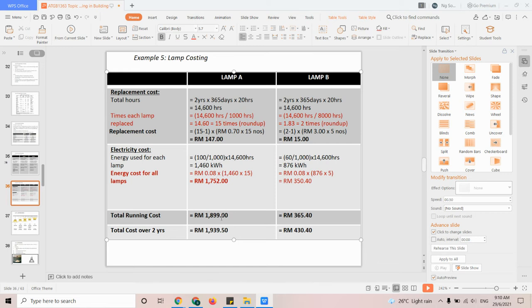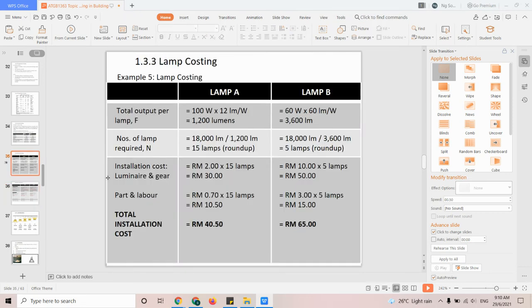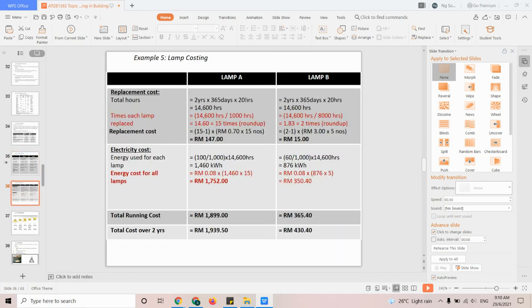They are the running costs. So over the period of 2 years, you still have to remember this installation cost that you have done previously. So you add these three parts together, and you get that the total cost over 2 years is this value.